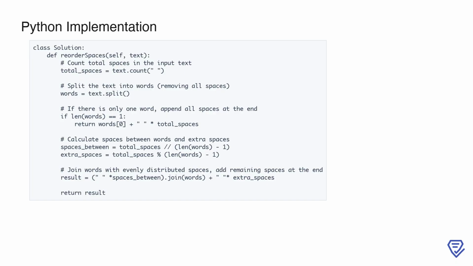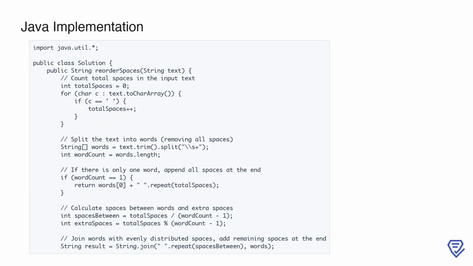Any leftover spaces are appended to the end of the resulting string. This ensures that the spaces are distributed as evenly as possible, with any surplus spaces added to the end of the string as required. The resulting string is then returned as the final output, completing the task of rearranging spaces per the problem's requirements. Here, we begin by importing the necessary packages and defining a class called Solution.